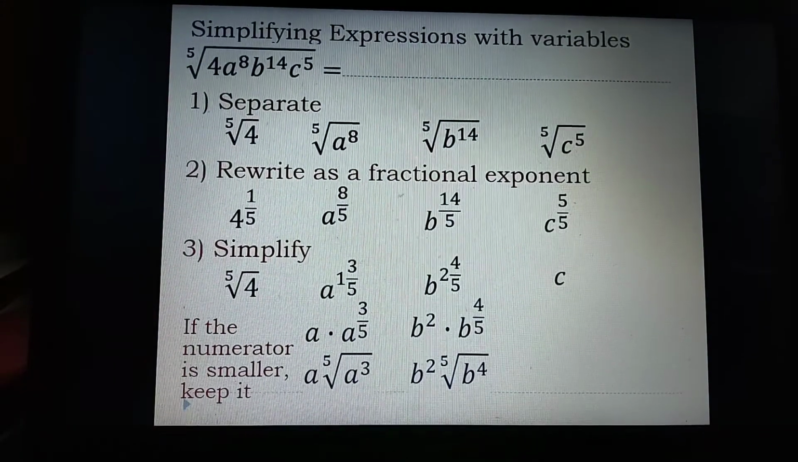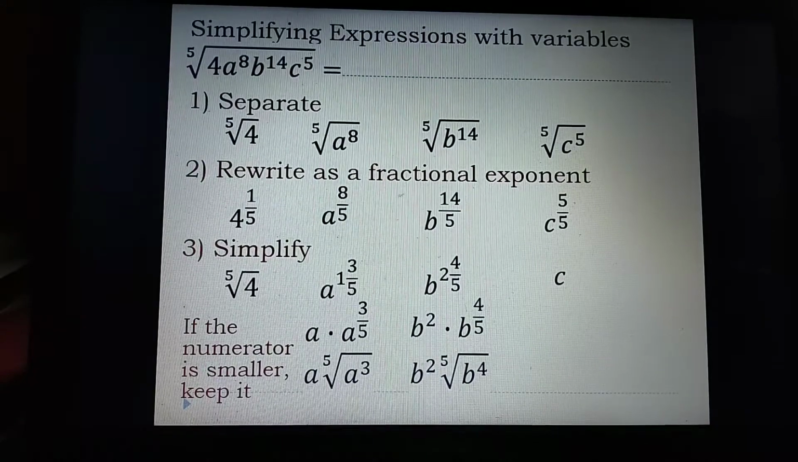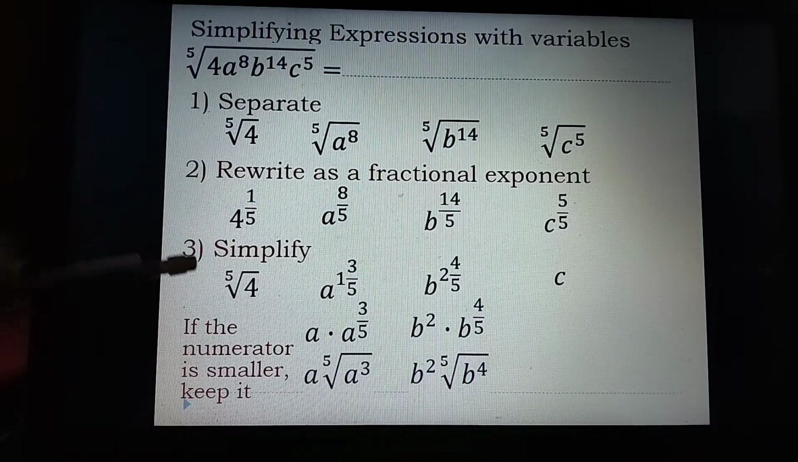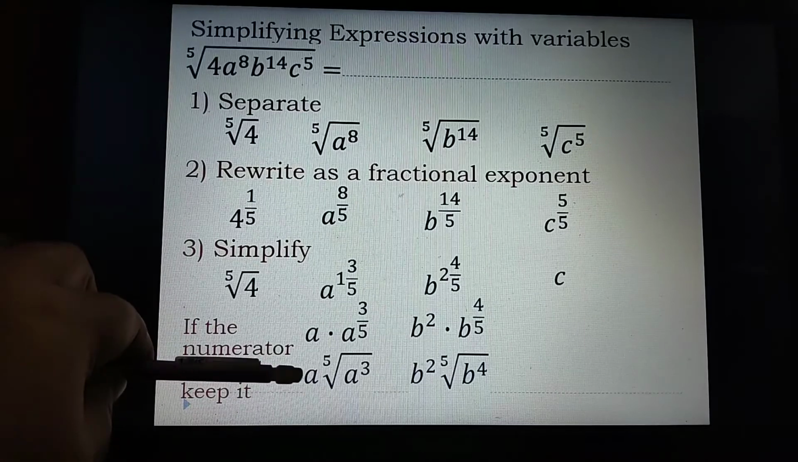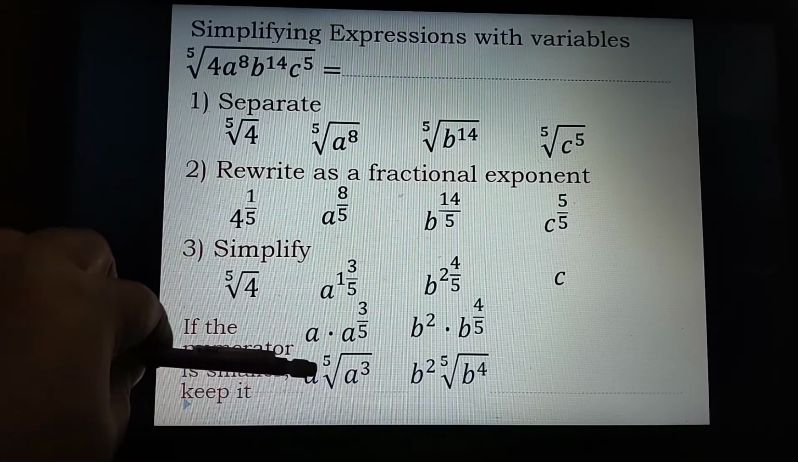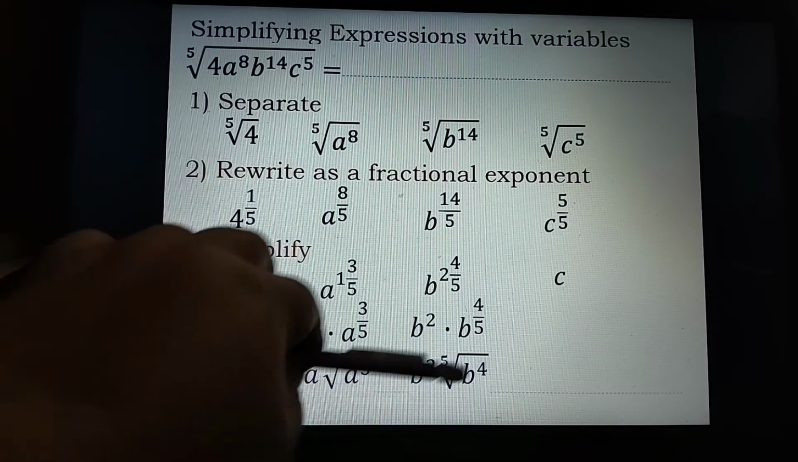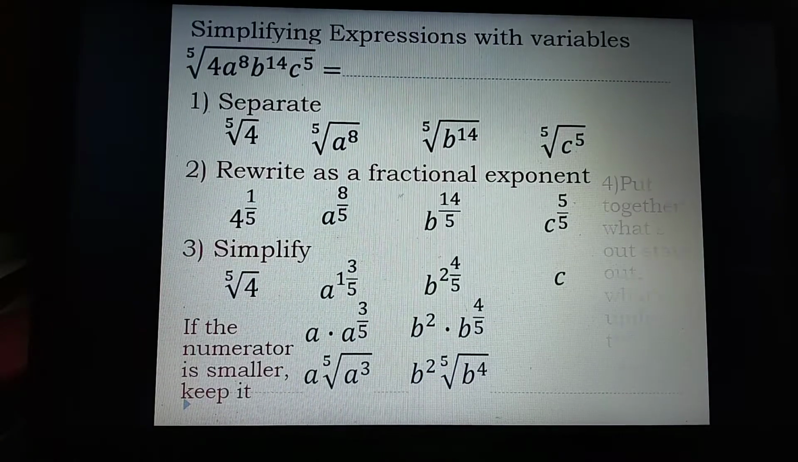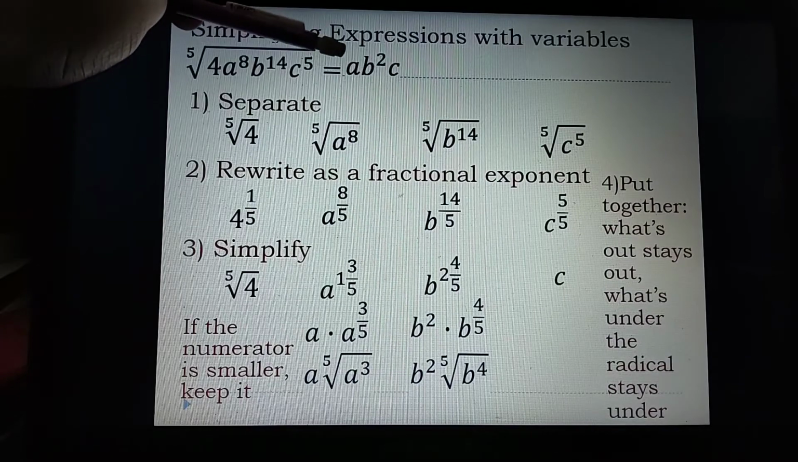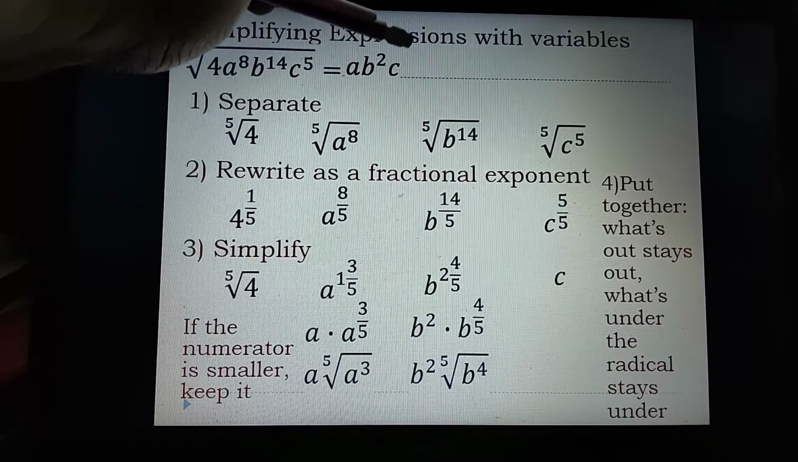So I'm going to start with the things that are outside the radical. Okay? This is under a radical, so I don't care to count that. This A out front is not under the radical. The B squared is not under a radical, and the C. So in my answer, I'm going to start by writing down the A, B squared, C.